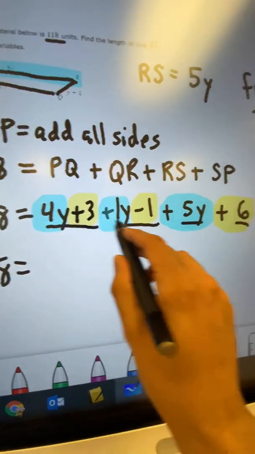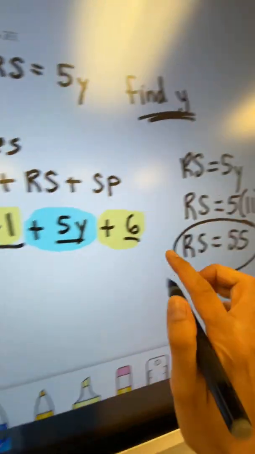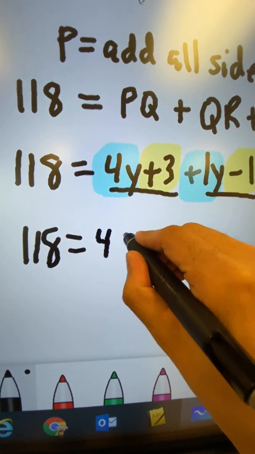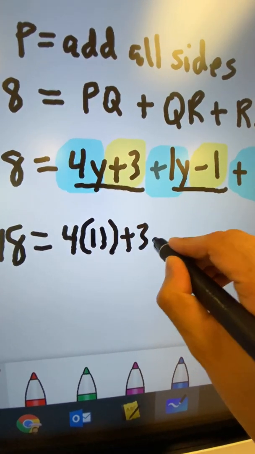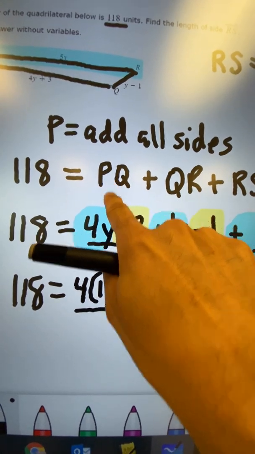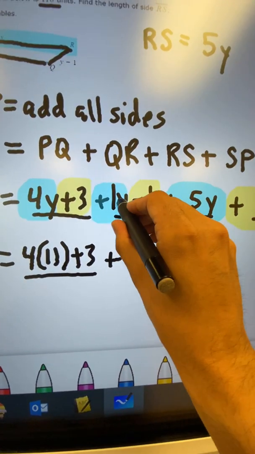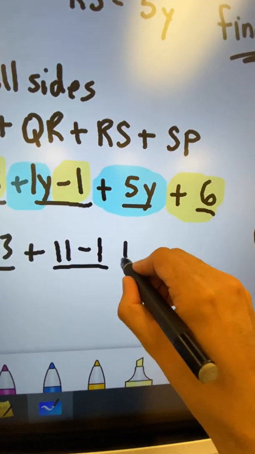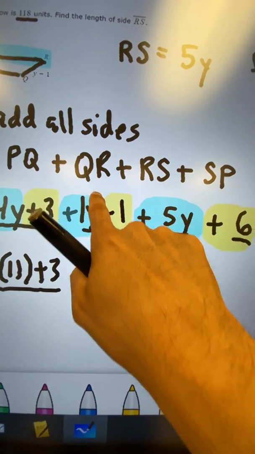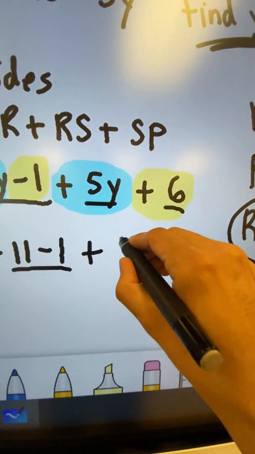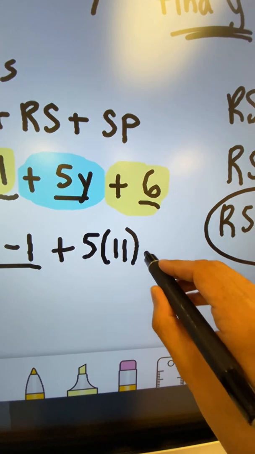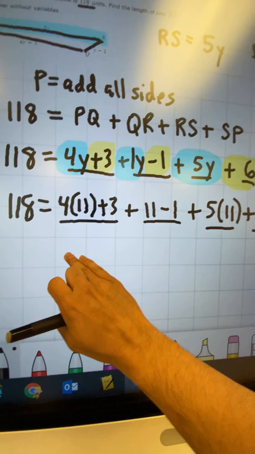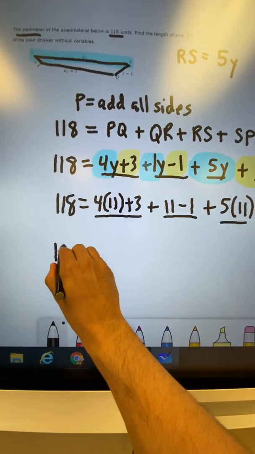Now I'm just going to replace y with the number we had, which was 11. So 4 times 11 plus 3. That was the length of this side here, PQ. Plus, then we have 1y, so that's 11 minus 1. That was another side. Plus, again, 11 minus 1, that represents QR. Then 5y is 5 times 11 again, plus the last side, which was 6. So you can see these are my 4 sides. I'm just going to check if I got it correct.